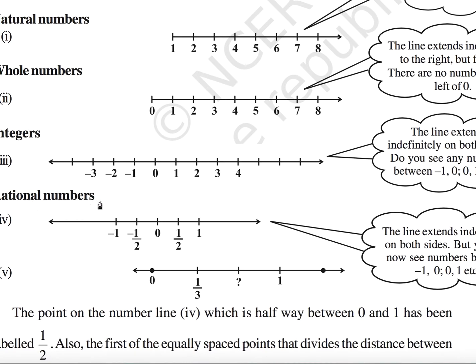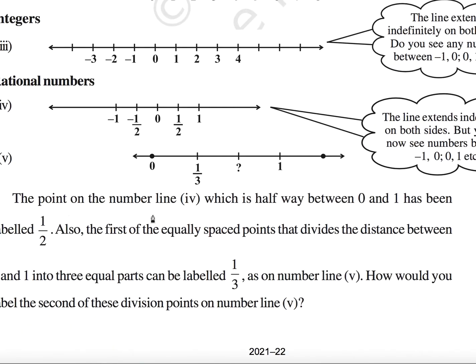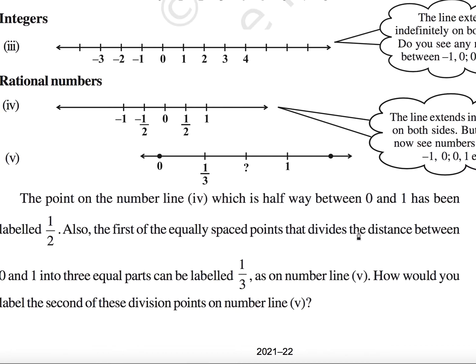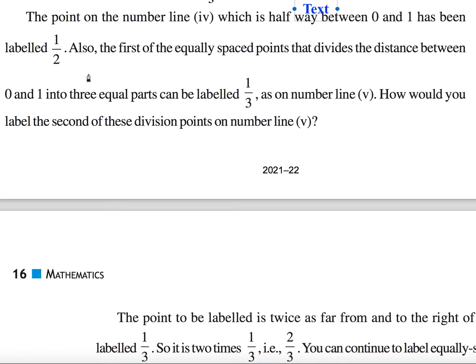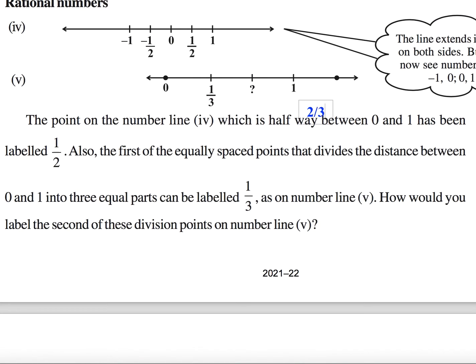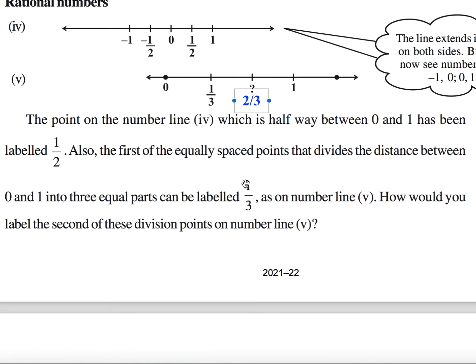Okay. The point on the number line which is halfway between 0 and 1 has been labeled as 1 by 2. Also, the first of the equally spaced points that divide the distance between 0 and 1 into 3 equal parts can be labeled as 1 by 3. How would you label the second of the division points on the number line? Okay, I will label it as 2 by 3. The next one as 3 by 3, and 3 by 3 is nothing but 1.